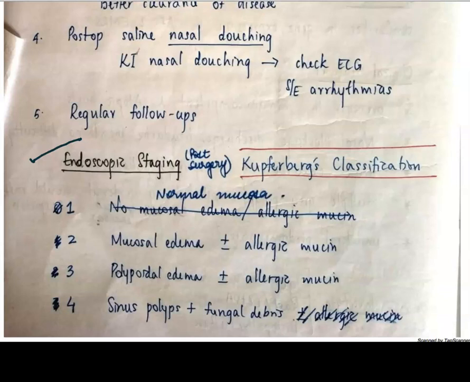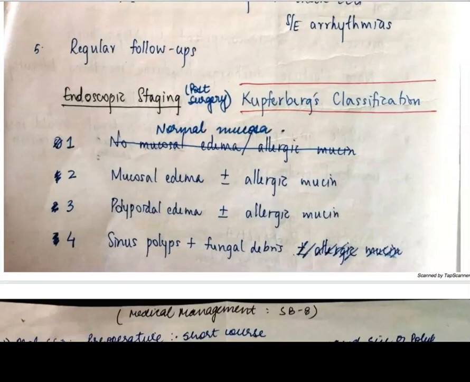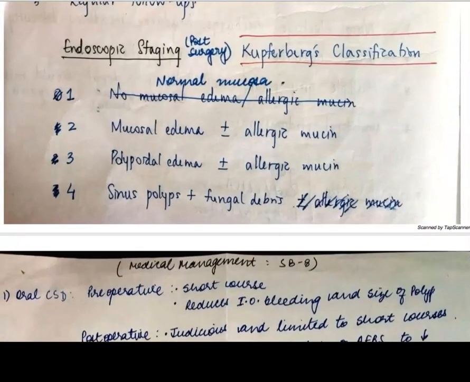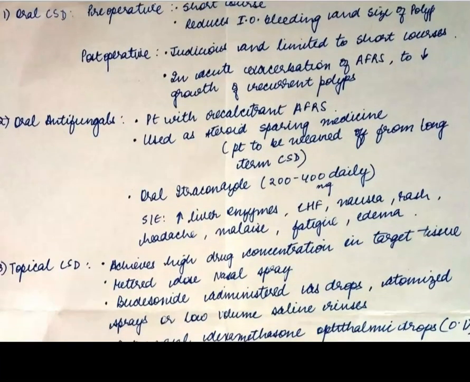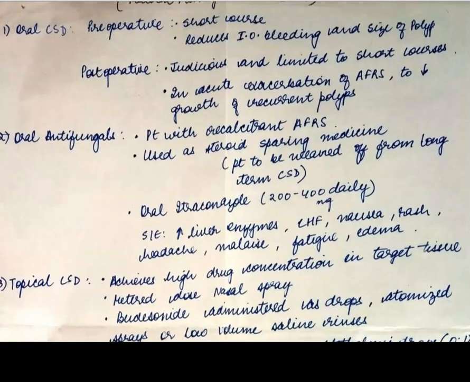First is the normal mucosa on endoscopic examination. Second is mucosal edema or allergic mucin. Third is polypoidal edema or allergic mucin. Fourth is sinus polyps plus fungal debris. Okay, now I will be discussing the treatment part in detail again.